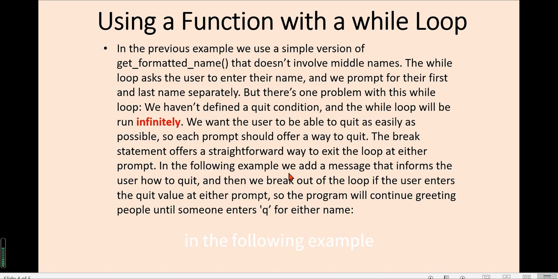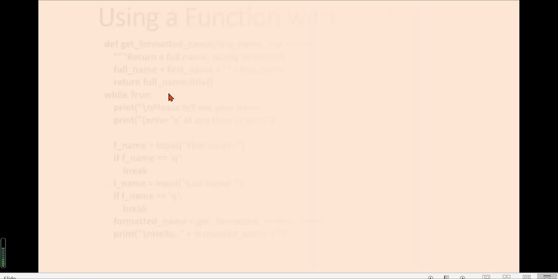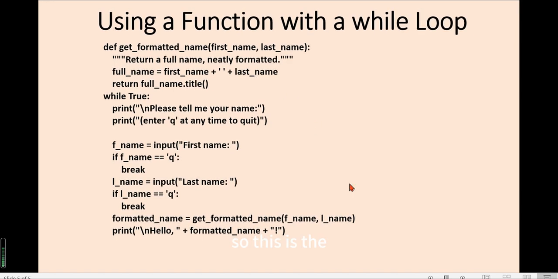In the following example, we add a message that informs the user how to quit, and then we break out of the loop if the user enters the quit value at either prompt. So the program will continue greeting people until someone enters Q for either name. So this is the modified version of the previous example.